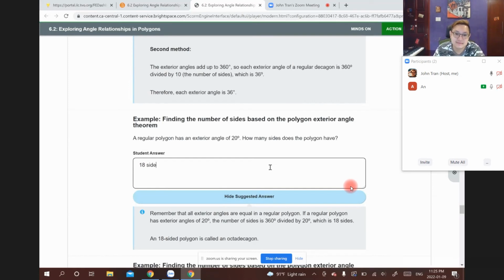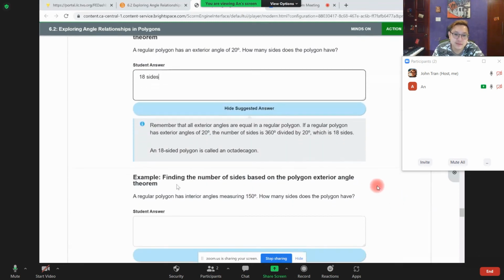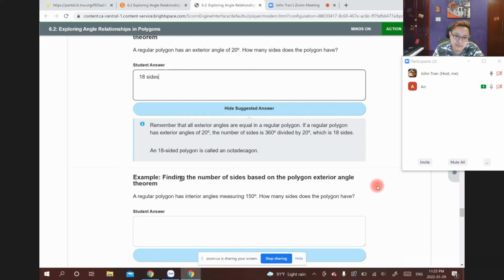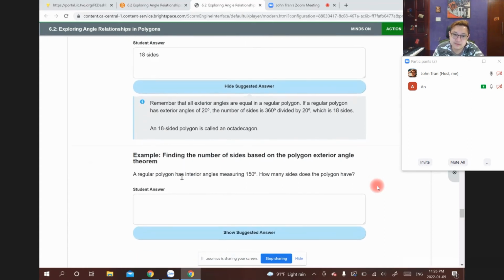Eighteen sides. Yeah, sides. Okay, let's move on. Example: find the number of sides based on the polygon exterior angle theorem. A regular polygon has an interior angle measuring 150 degrees. How many sides does the polygon have?